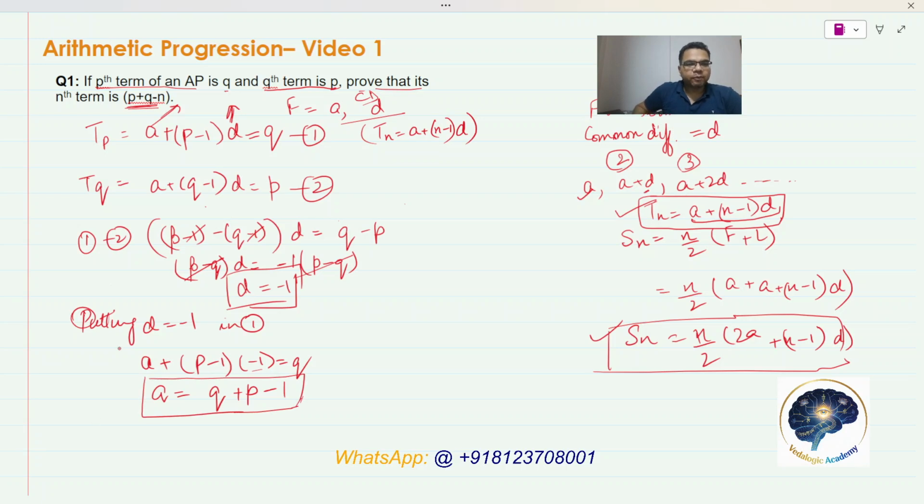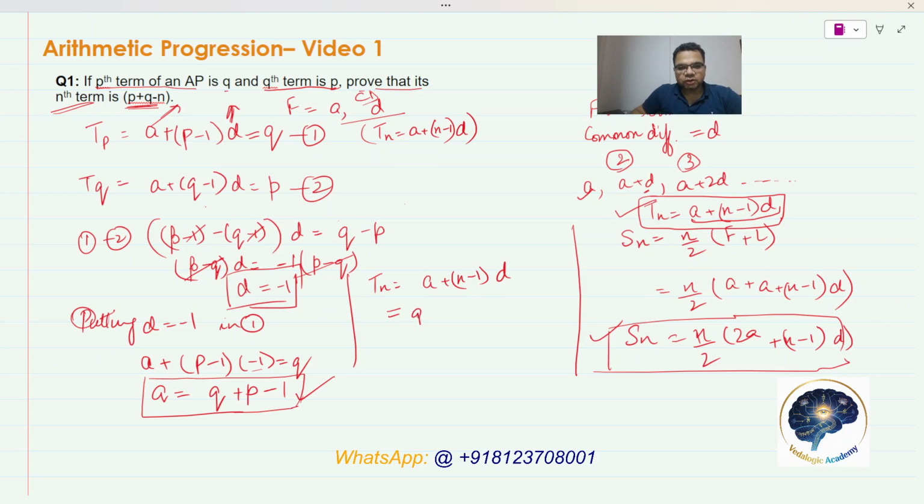Okay. So now I have to find the nth term, right? So what do I need to do? I need to find the nth term. So what will the nth term be here? Again, the same thing: a plus (n minus 1) into d. So what is a? A we have found from here, so let me put the same thing here.